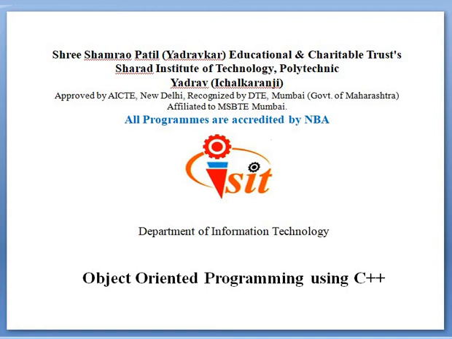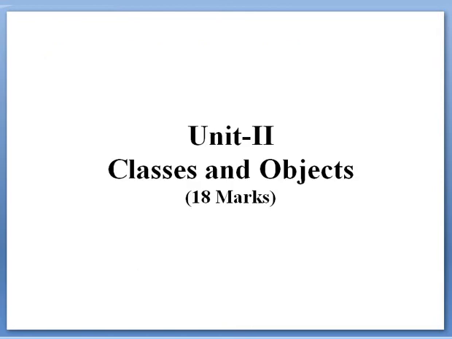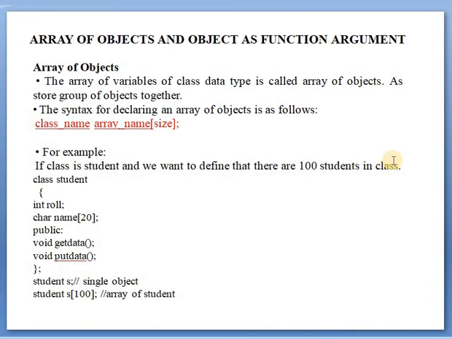In the last session we started our second chapter, that is classes and objects. In the previous session we saw the static data member, the static member function, and what a friend function is. Now we will start the next subpoint, that is array of objects and object as function argument.